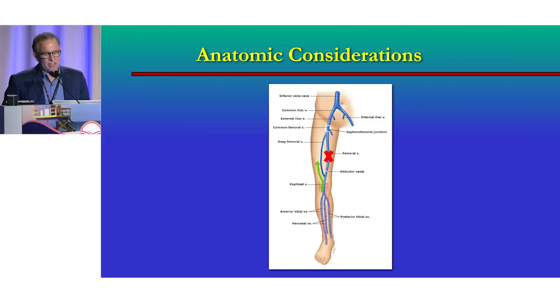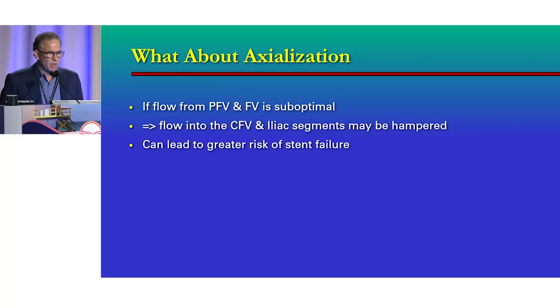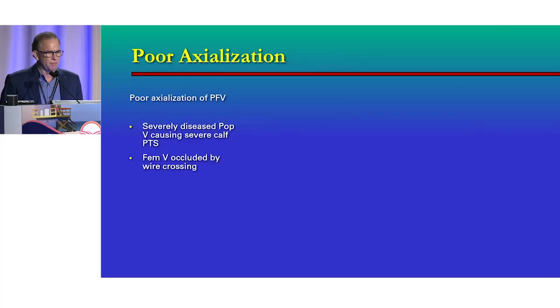So here you have the axialization that's occurred. You've got now popliteal disease taking away that good axialization flow, and it's going to lead to pretty severe calf post-thrombotic sequelae. So if the flow from the profunda and femoral vein is suboptimal, again, the flow into the common femoral and iliac segments may be hampered and can lead to greater risks of stent failure.